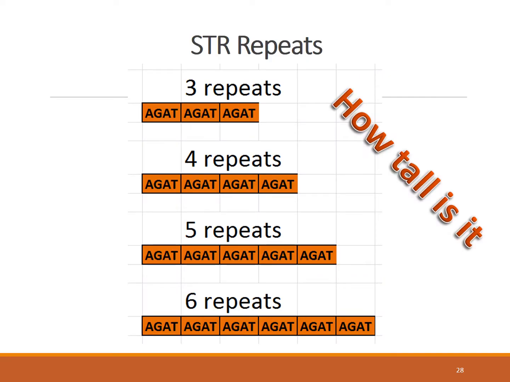STR repeats. What do we mean by a repeat? You see there are boxes below. AGAT is in each box. The top row has 3 of them. The bottom row has 6. In between has 4 and 5. Any number can occur at any location. So what we're doing is going through with the DNA test and measuring how many times a particular set of chemicals repeat. How tall is it, in other words?